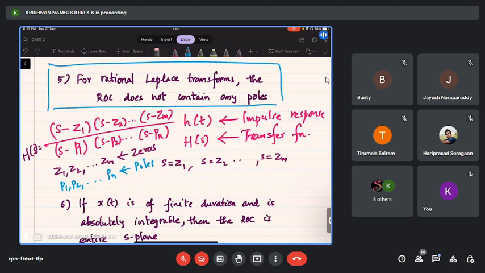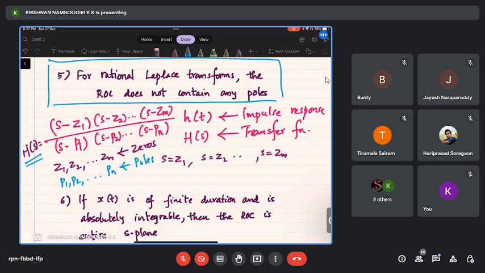Okay, so basically, whenever we are having a pole at that particular evaluating point, h of s will go to infinity, correct? And Laplace transform, in fact, does not exist for that case. So ROC does not contain any poles.